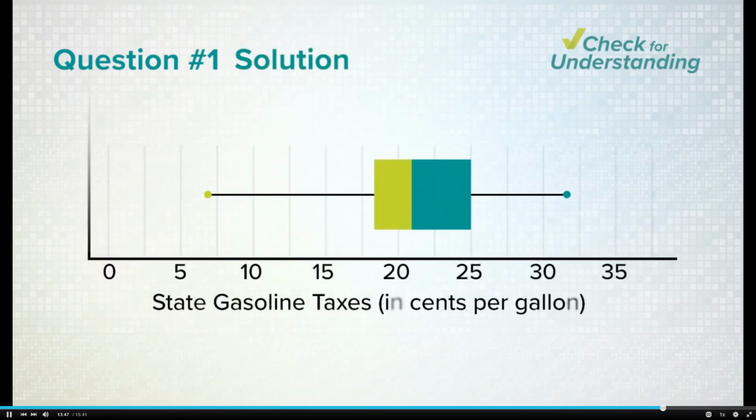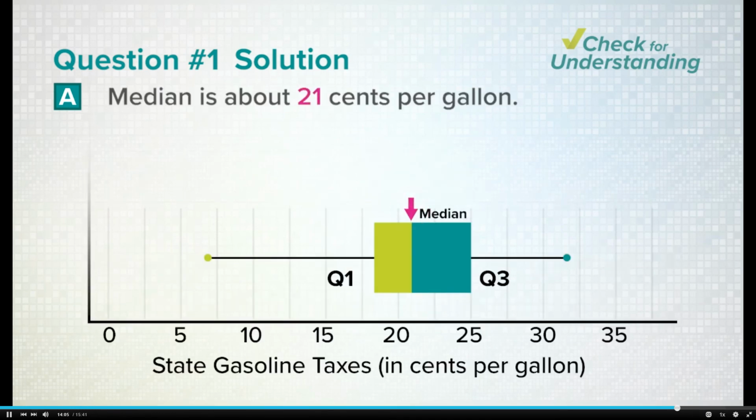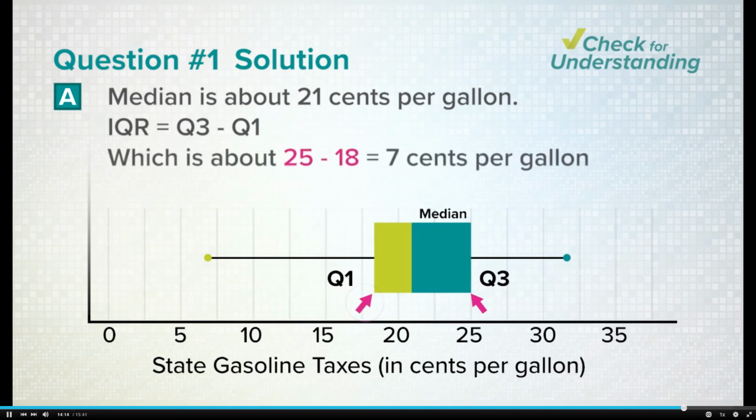Here's the check for understanding solution. Notice in Part A, it talked about marking up your graph. So look at your paper and make sure that you have that box and whisker plot. Here's what you want to see. The median is about 21 cents per gallon. You can see that notated on the graph. The IQR, which is Q3 minus Q1, is about 25 minus 18, which is about 7 cents per gallon. And notice on the box plot, you have Q1 and Q3 notated.